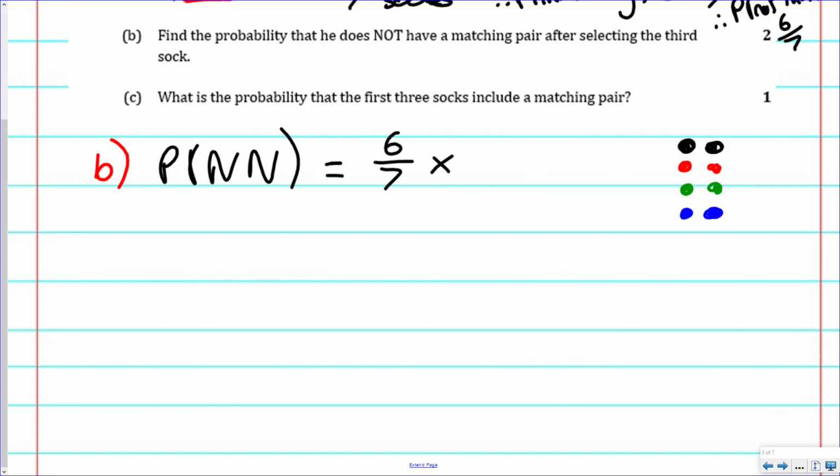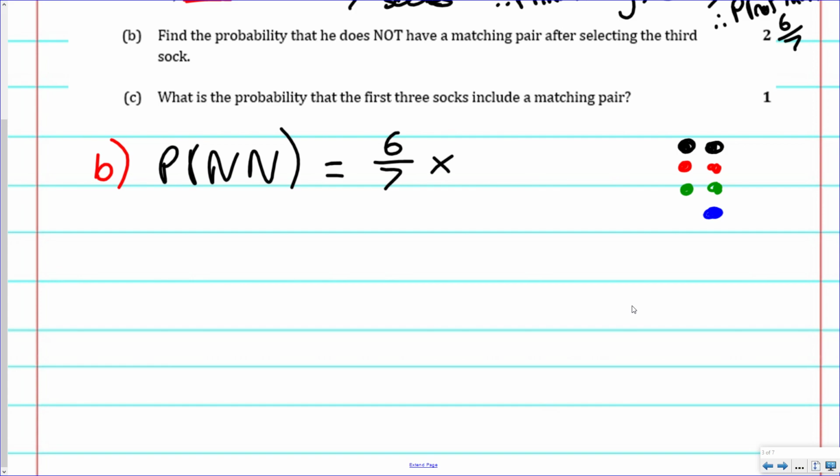I'm not going to try draw socks. So let's say I took out a blue sock first. Okay, so if I took out the blue sock first, I got 7 left, and 6 of them do not match. So that's pretty easy, that's why it's 6 over 7.